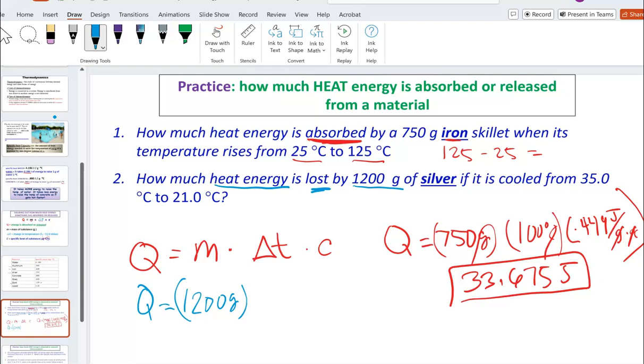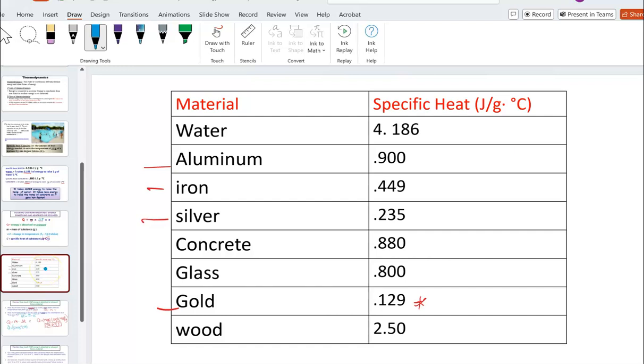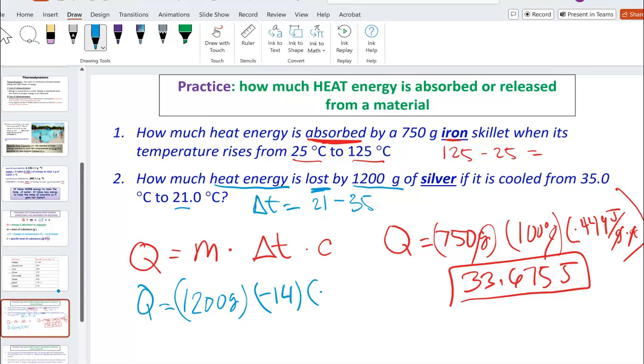So I have to calculate my change in temperature. My final temperature is 21 degrees minus my initial temperature, which is 35. So 21 minus 35 is equal to negative 14 degrees. That's my change in temperature. Now I've got to go to my chart. I have to find the specific heat of silver. So specific heat of silver is 0.235. So I'm going to plug that in, 0.235 joules per grams times degrees Celsius.